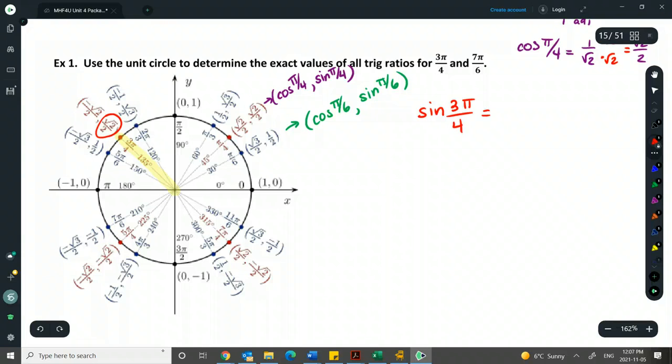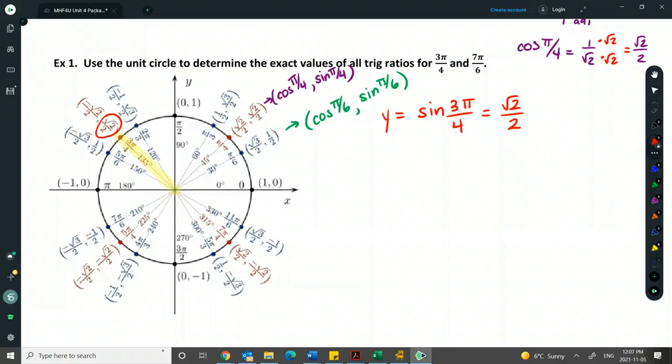Root 2 over 2. That's the answer. And it takes care of cast rule for me as long as I have the correct positives and negatives on the points. So that's it. Sine y is equal to the sine of 3 pi over 4 at that location, and that's root 2 over 2.